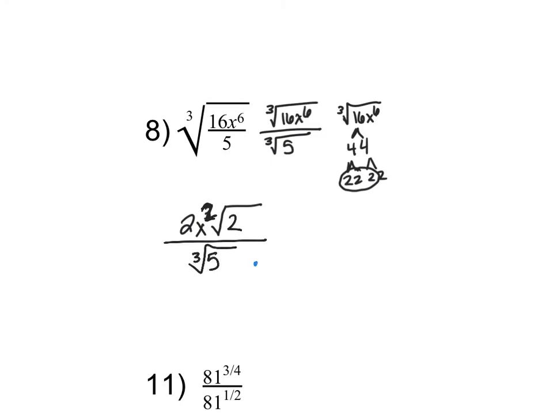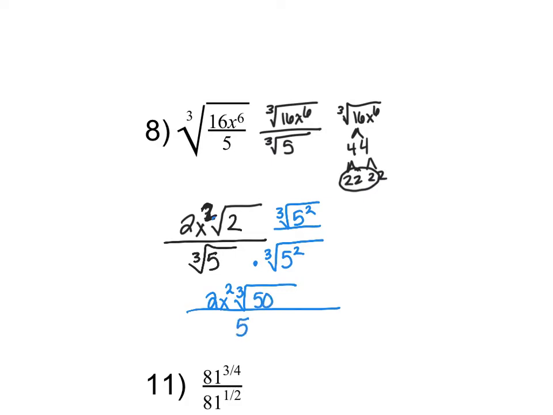Now, because I can't have a radical in the bottom and it's a cube root, I'm going to multiply by the cube root of 5 squared. So on the top, I now have 2x squared cube root of 25 times 2 is 50 over just the number 5.